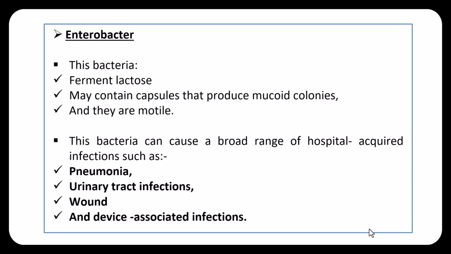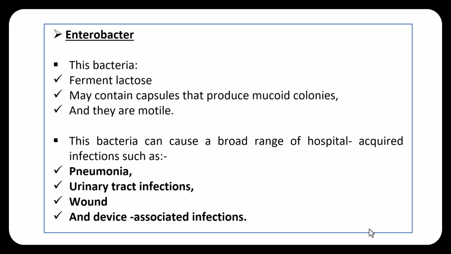Now, after understanding the general pathogenesis of the Enterobacteriaceae, we will focus on one important member of this family, which is Enterobacter. Enterobacter is considered an opportunistic pathogen, especially in hospital settings. This bacteria has several important characteristics. We can identify it in the lab as it can ferment lactose. It means they produce a pink colony on MacConkey agar and have a capsule that gives a mucoid appearance, and it's motile. That means they have flagella, used for movement.